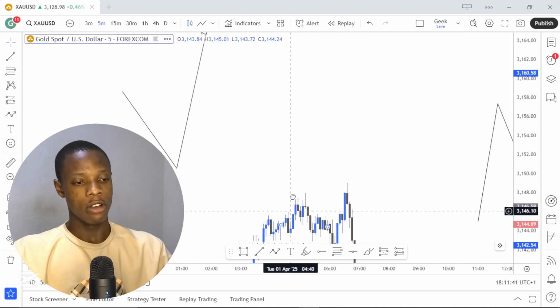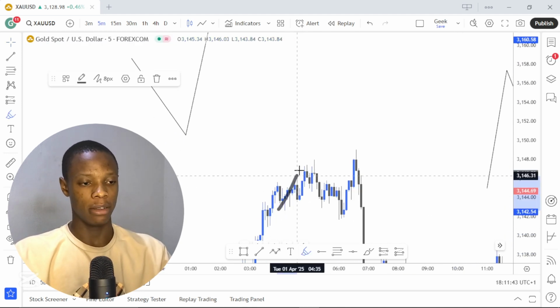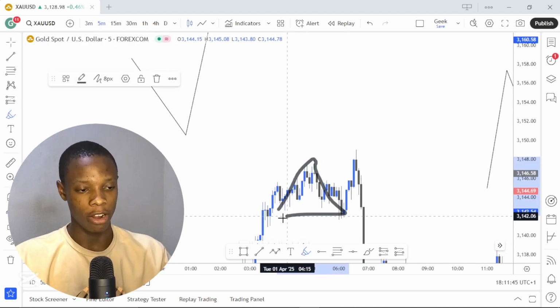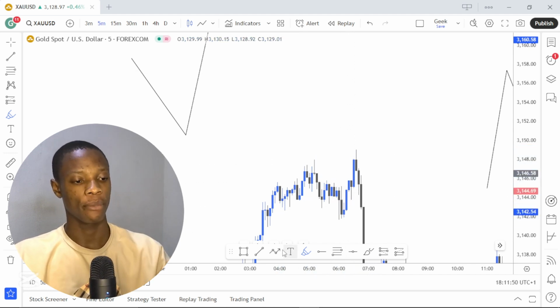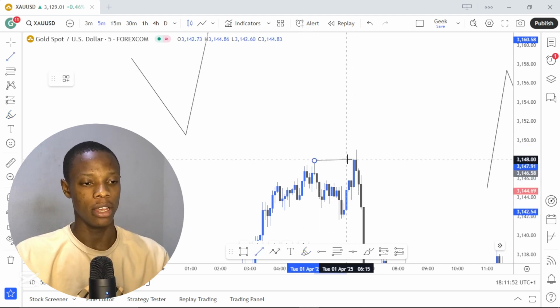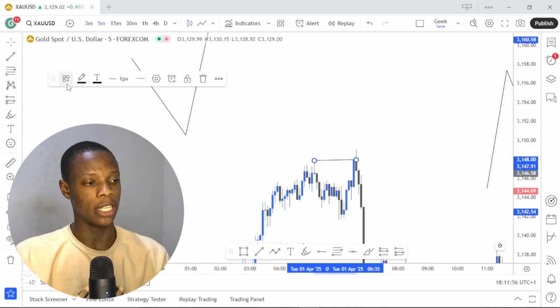Now, this is another example right here. What did the price do? It pushed up, created this high, went down, gave a change of character, pushed up, and took out that high first. Can you see it right here? It engineered liquidity first before it started rallying down.